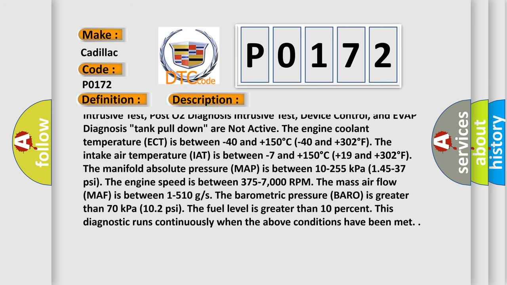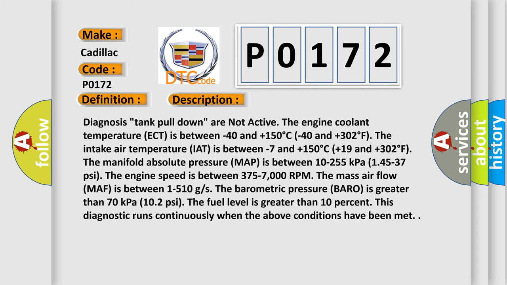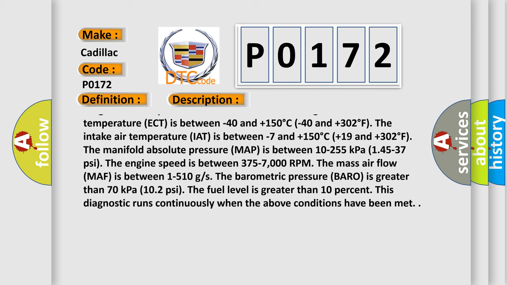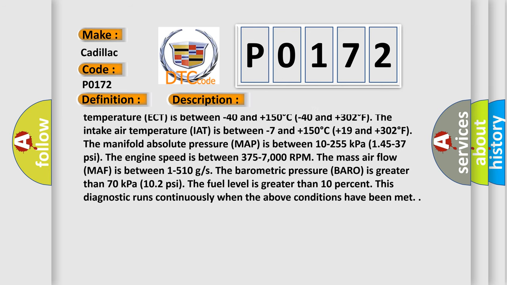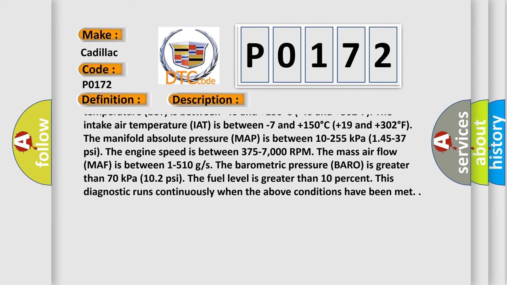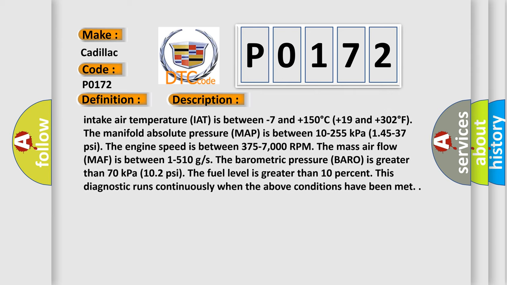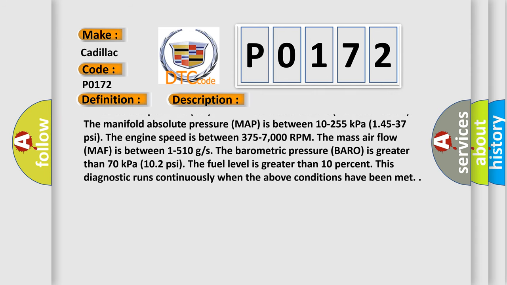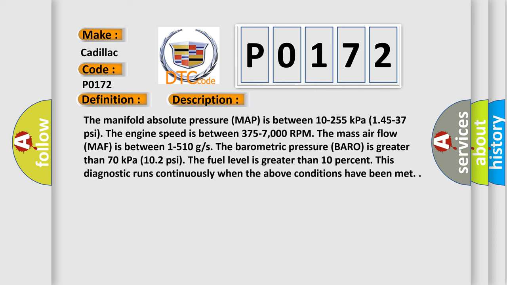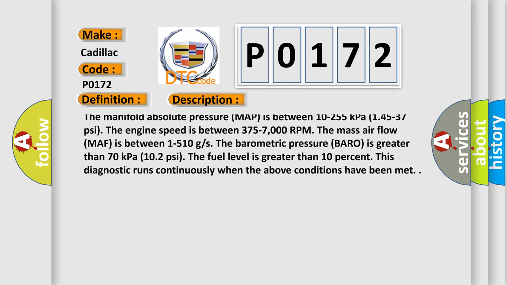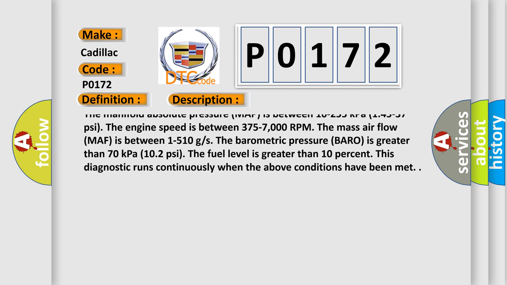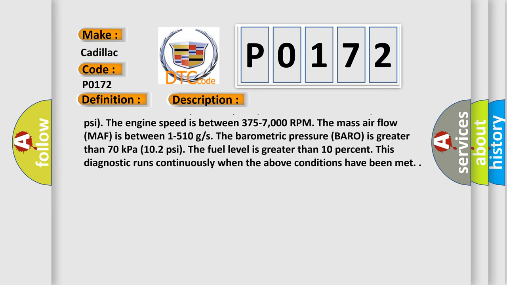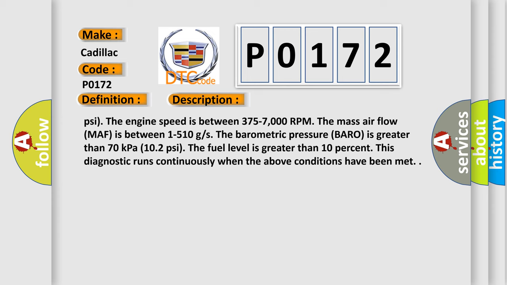The catalyst monitor intrusive test, post O2 diagnosis intrusive test, device control, and EVAP diagnosis, tank pull down, are not active. The engine coolant temperature ECT is between -40 and +150 degrees Celsius, -40 and +302 degrees Fahrenheit. The intake air temperature IAT is between -7 and +150 degrees Celsius, +19 and +302 degrees Fahrenheit. The manifold absolute pressure MAP is between 10 to 255 kilopascals, 1.45 to 37 psi. The engine speed is between 375 and 7000 rpm.